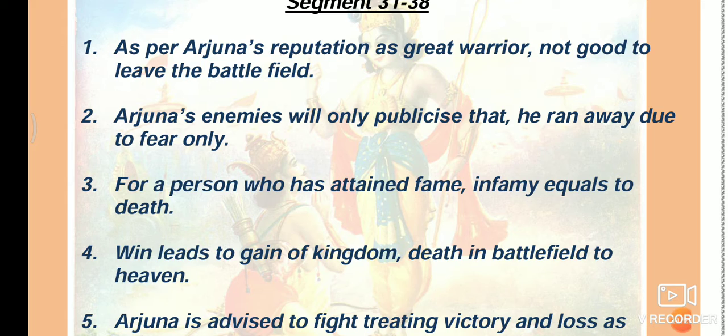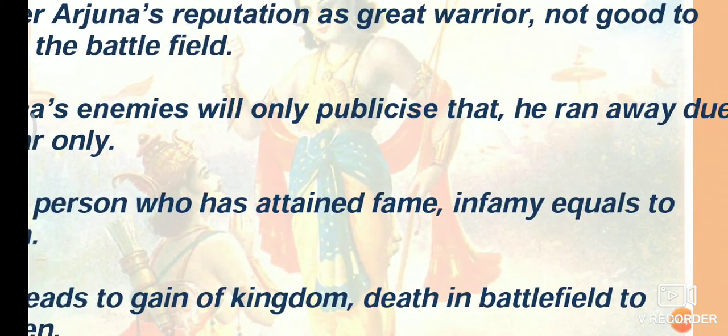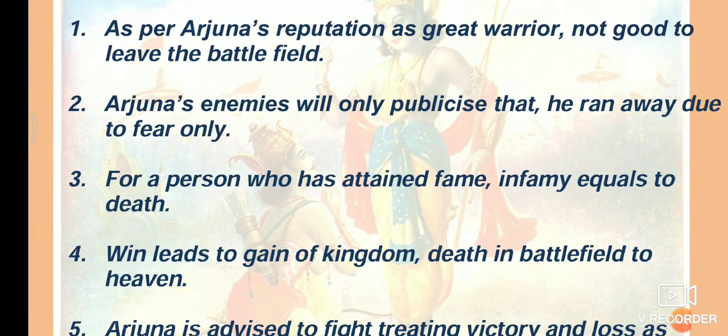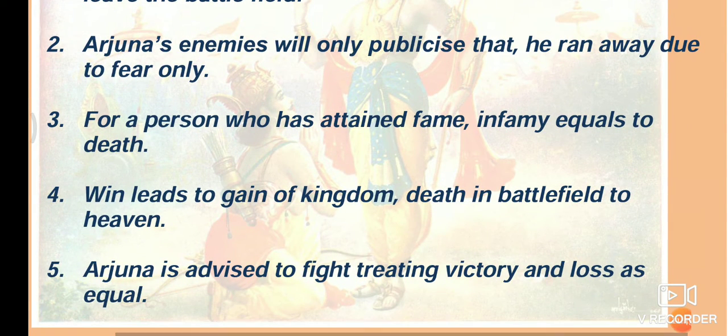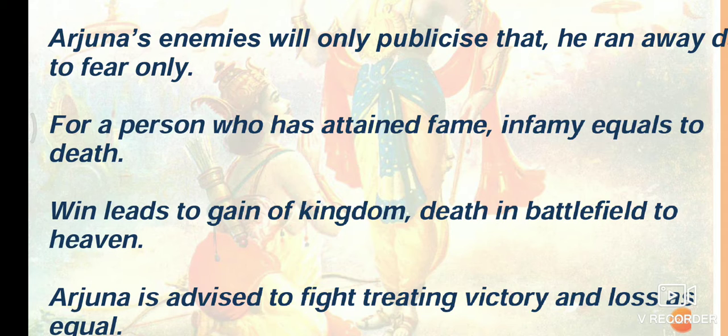Basically, Arjuna wanted to leave the battlefield because he didn't want to fight with his guru and his grandfather or kill them. But his enemies, Duryodhana and his 101 brothers, will publicize that Arjuna left the battlefield out of fear. Because of this publicity, a person of Arjuna's stature, who had attained great fame, will attain infamy. And for a person who has attained fame, infamy is equal to death. That's how Krishna tries to change Arjuna's mind.